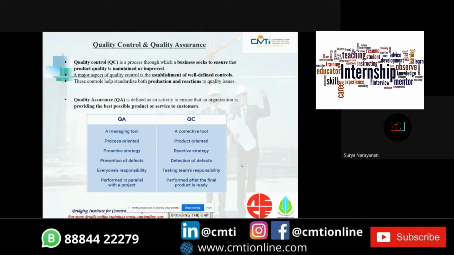The major comparison between quality assurance and quality control is that quality assurance is a managing tool, whereas quality control is a corrective tool. Quality assurance is process oriented, whereas quality control is product oriented. Quality assurance is a prevention of defects. Quality control is a detection of defects. And quality assurance is performed in parallel with the project, whereas quality control is performed after the final product is ready.